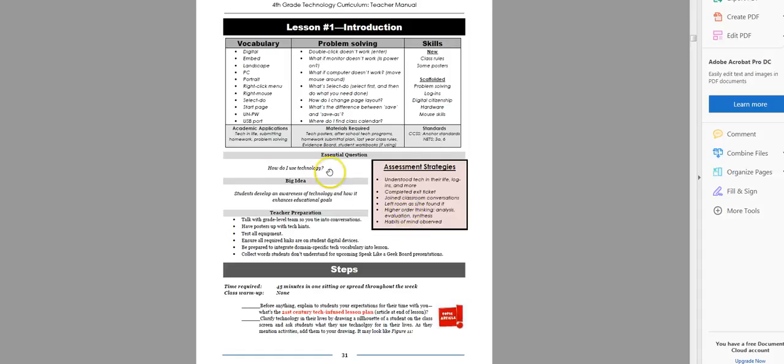Central question, how do I use technology? It's very simple. It's not a complicated question. And they've had this same question every single year, so they should have no problem addressing that and understanding. I do know how. Students develop an awareness of technology and how it enhances education goals. Your teacher prep is always, you'll find that we expect you to talk to other teachers in your grade level team, so you blend your teaching in with theirs, whether you're the grade level teacher or the PE teacher or whatever you are teaching technology or using technology. You want it to be part of everything students do.